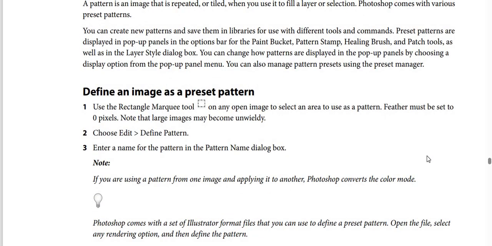Choose Edit, then choose Define Pattern. Step number 3. Enter a name for the pattern in the Pattern Name dialog box. And do not hurry at this point, and be careful. If you are using a pattern from one image and applying it to another, Photoshop, by the way, converts the color mode. And Photoshop comes with a set of Illustrator format files that you can use to define a preset pattern: open the file, select any rendering option, and then define the pattern.